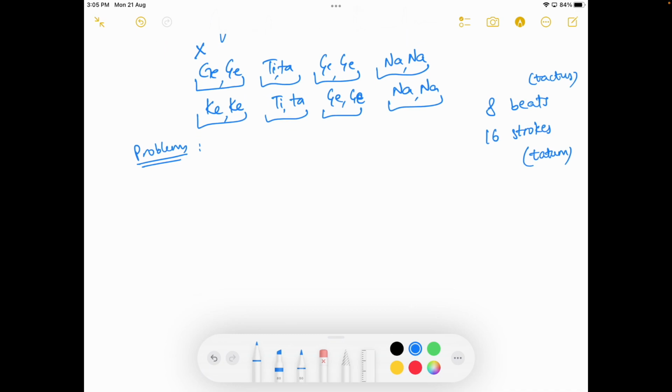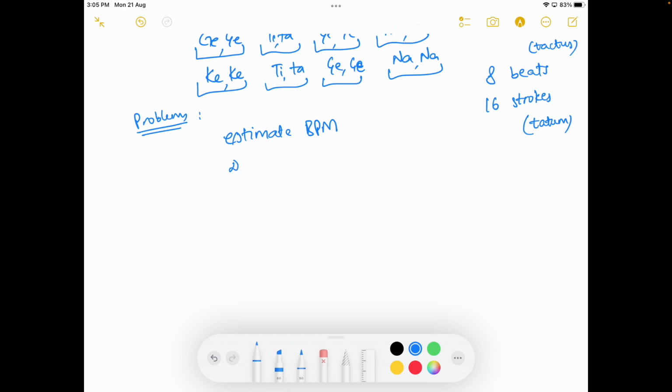So estimate the BPM, or beats per minute. Detect strokes, or detect downbeat. I want to synchronize everything, so detect the downbeat. Where is the downbeat happening? All these problems are problems of interest.